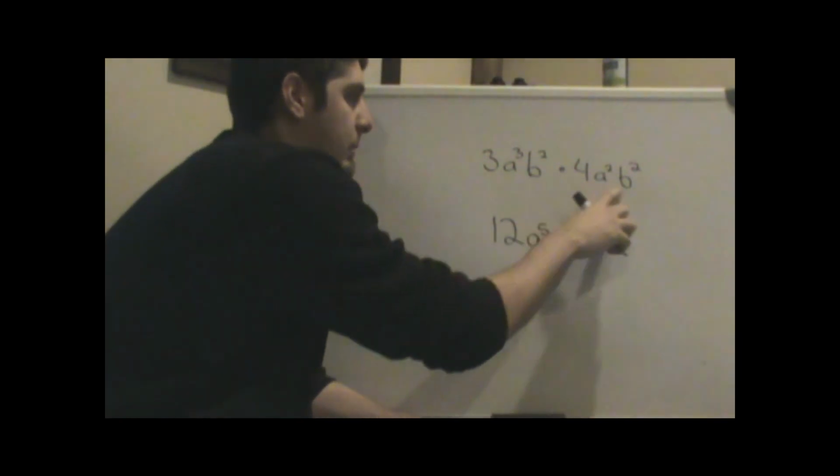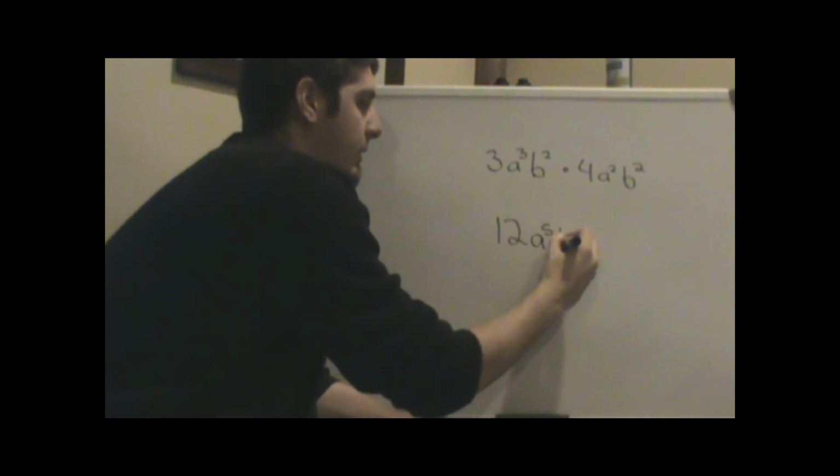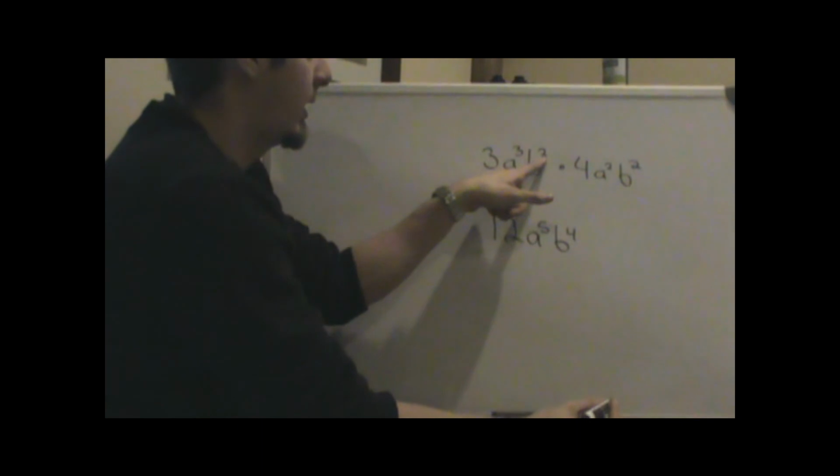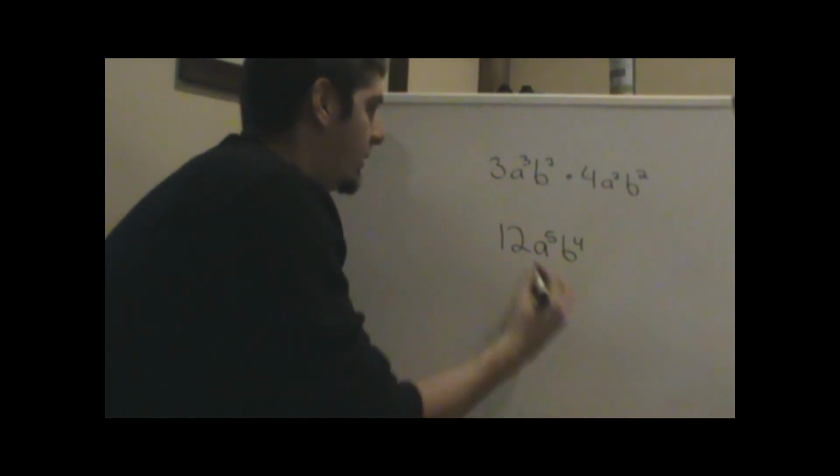B to the second times b to the second is b to the fourth, or in other words, b to the second plus 2. And that is your answer.